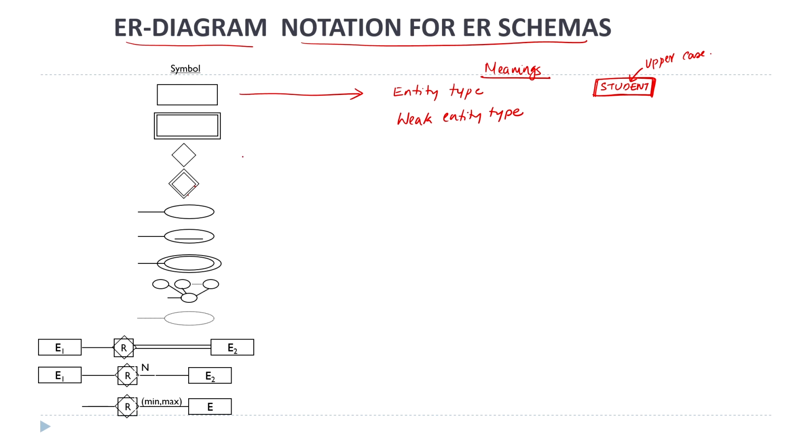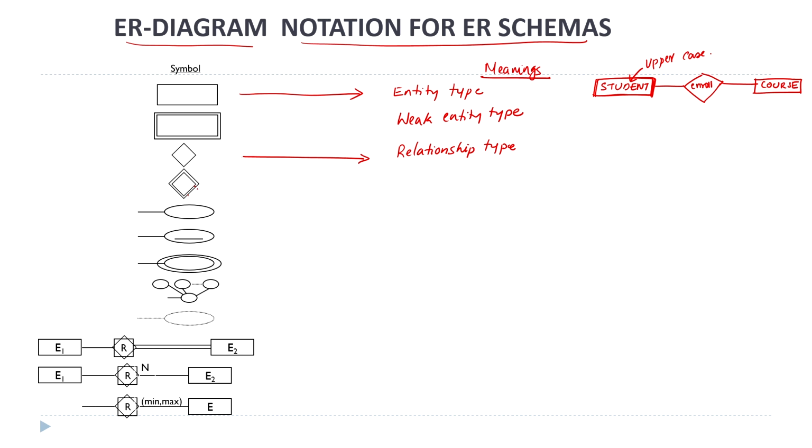Then this one, the rhombus, or you can call it the diamond. That is the relationship type. For example, you have student, and then there is another entity, a course. If you make a relationship between them, you can do it like this, and we put enroll right here. So, the student enrolls in courses, and this enroll is the relationship. The diamond or the rhombus is the one that actually gives you the relationship type.